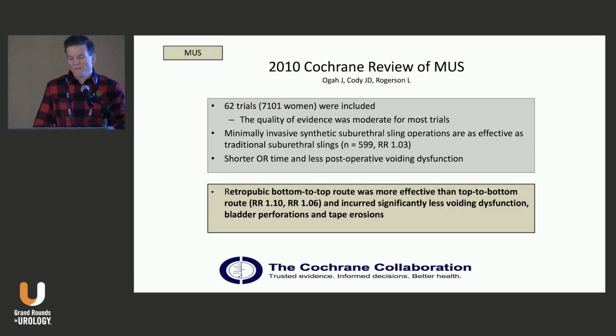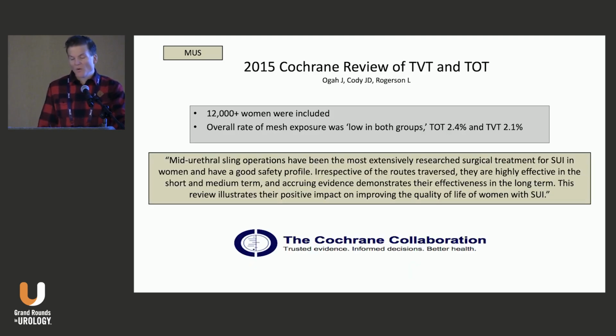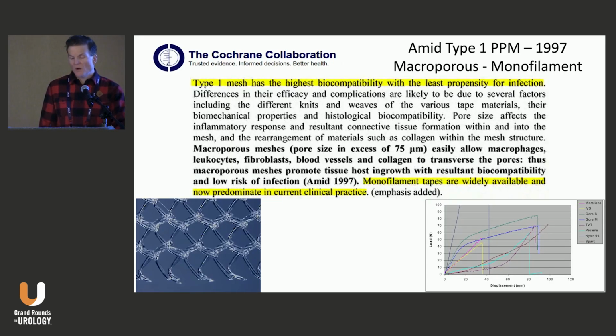So this is one from 2010, with 7,000 patients studied on the device. A follow-up Cochrane review in 2015 covered 12,000 patients. Mid-urethral sling operations have been the most extensively researched surgical treatment for SUI in women, with a good safety profile. So I think you could feel well supported by this data and feel comfortable if this is something that you offer. You should be using a type 1 mesh.